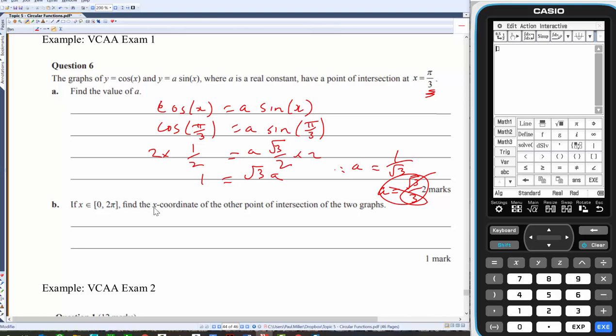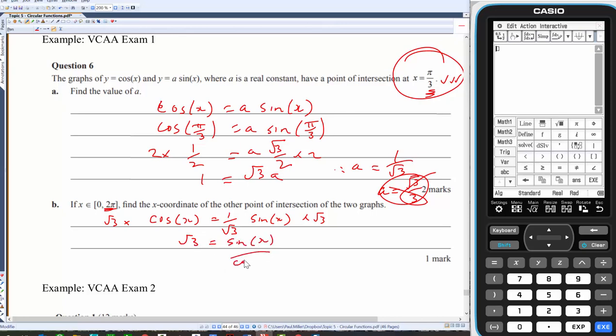If x is an element of 0 to 2 pi, find the x coordinate of the other point of intersection. Over this domain, that is one solution, and we want the other solution. So again, write what I know: cosine x equals 1 on root 3 sine x. Multiply this side by root 3, and divide both sides by cosine x. The net result is root 3 equals sine x over cosine x, which is tan x. So what I'm looking for is when tan x is equal to root 3.